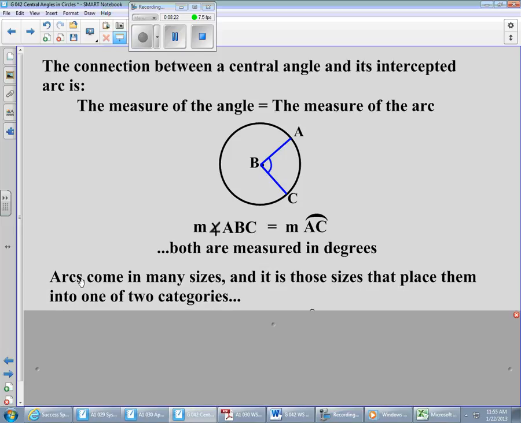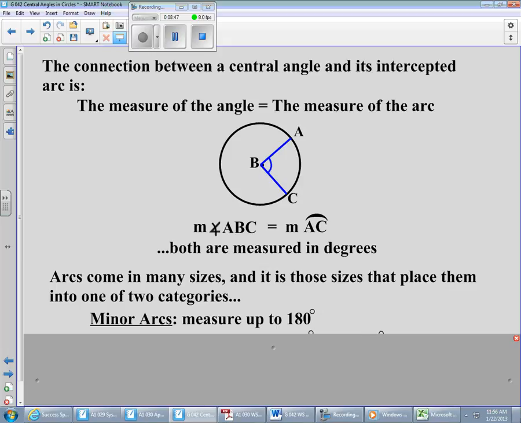Now, a little side note here on arcs. Well, it's not really a side note. It's actually some fairly important information about arcs. They come in many sizes, and it is those sizes that place them into one of 2 categories. Technically, I guess you could say there's 3 categories, but you typically only hear of 2 of these, but we will discuss the third one as well. There are minor arcs.